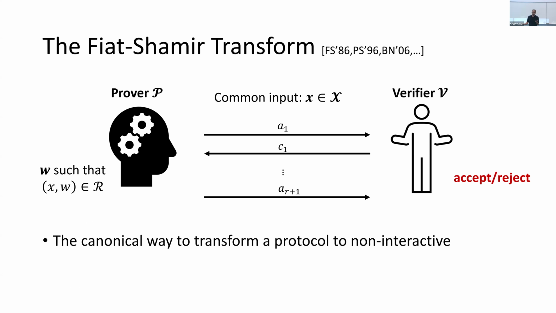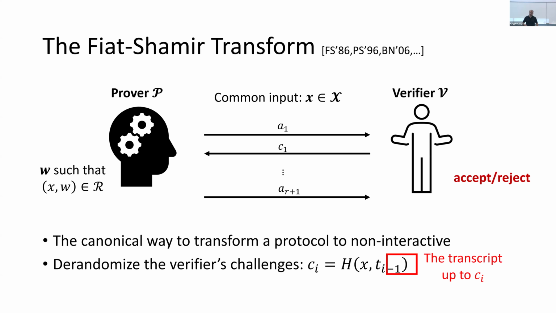So the way you typically do this is using the Fiat-Shamir transform. So we just de-randomize the verifier's challenges using a hash function. So the ith challenge is a hash of the transcript of the interaction so far. And this is great, and this is the canonical way to do this. And in most settings, this is what you should do.